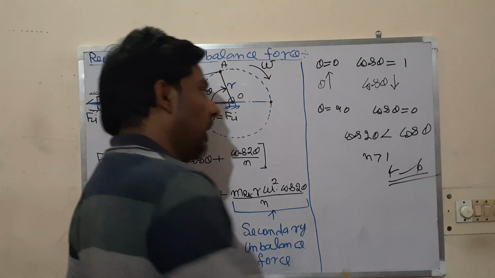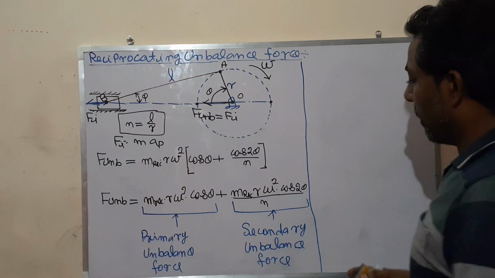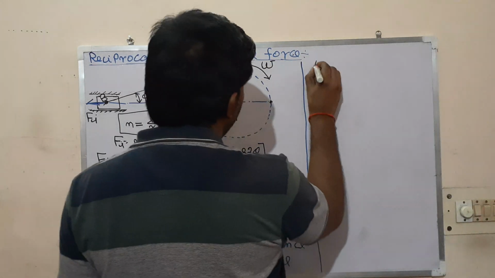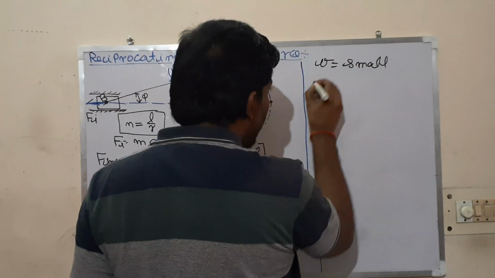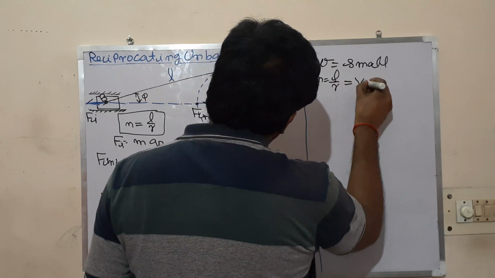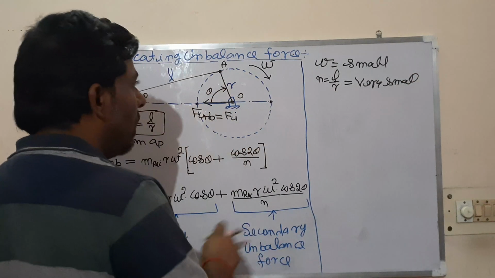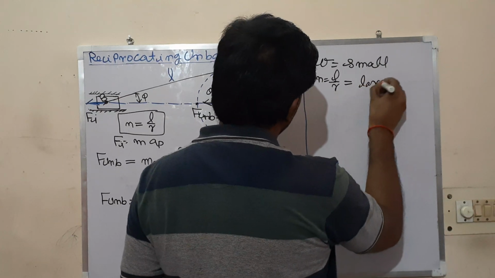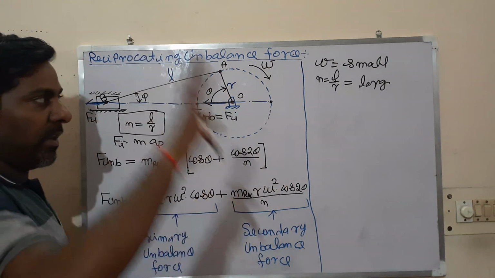When can it be neglected? Let us see. And when can it not be neglected? So where can I neglect it? When the speed of the engine is small. Omega is small, and n is equal to L divided by R. If n is large, then this quantity will be small, then that can be neglected.